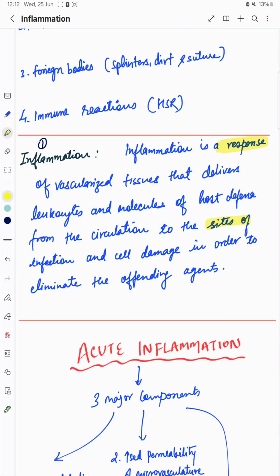Hello everyone. Now we are going to discuss a new chapter, inflammation.